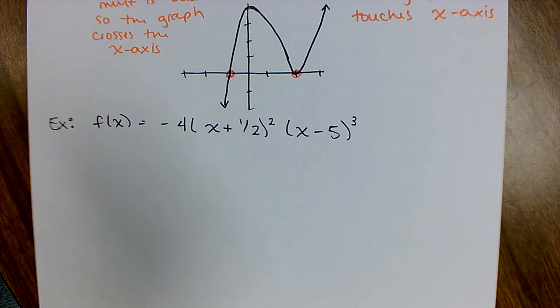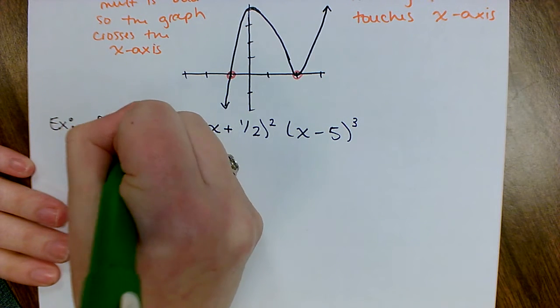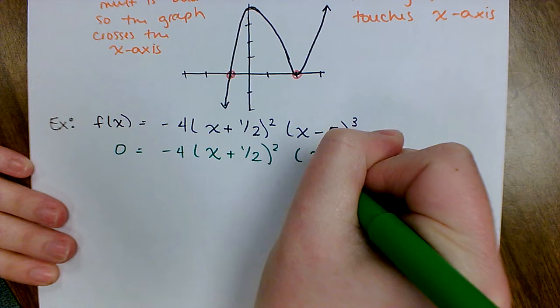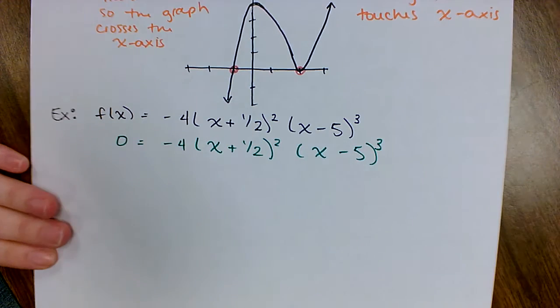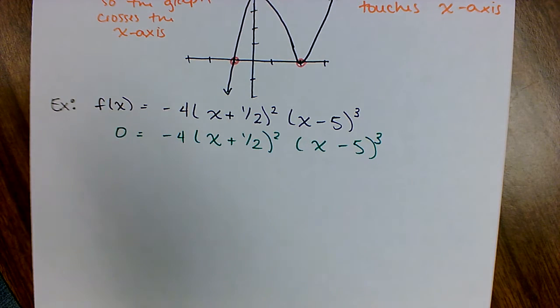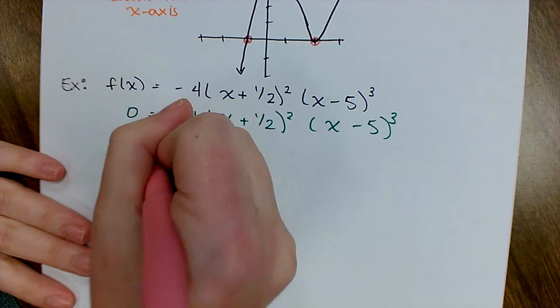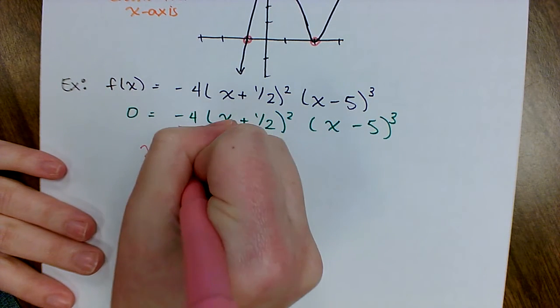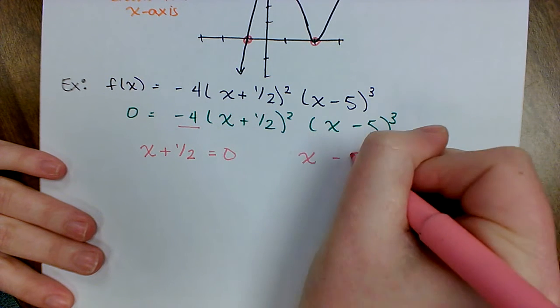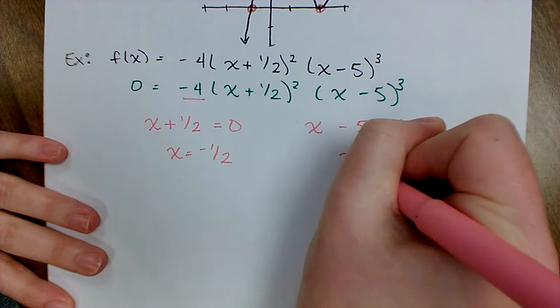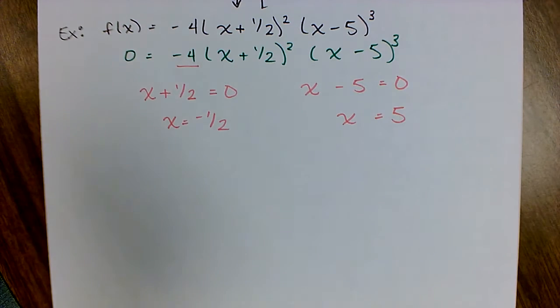So first thing we need to do is find the zeros. We find the zeros the same way we find the x-intercepts, by setting our function equal to 0. My function's already factored, so I have to set each factor with an x equal to 0. Notice technically -4 is a factor, but because it doesn't have an x in it, there's nothing to solve for. So just the stuff with x's. Solve these. We get x equals -1/2 and x equals 5.